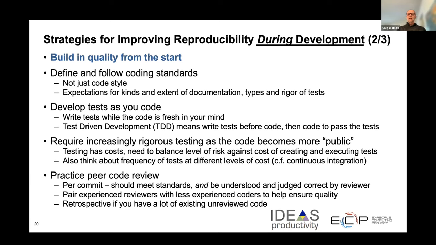Another factor is that the code typically starts off being less public. There might only be one person, the scientist, working on the code, or just a small team. But as the code becomes more public or more widely used, the testing needs to become more rigorous. And obviously you need to balance the cost of writing those tests with the risk associated with that. But that typically needs to happen more frequently as the software becomes more widely disseminated.